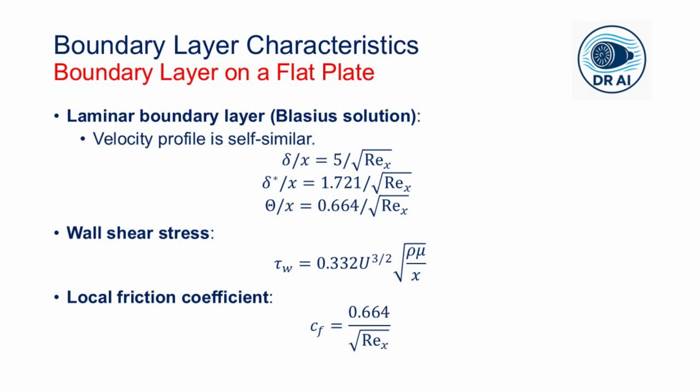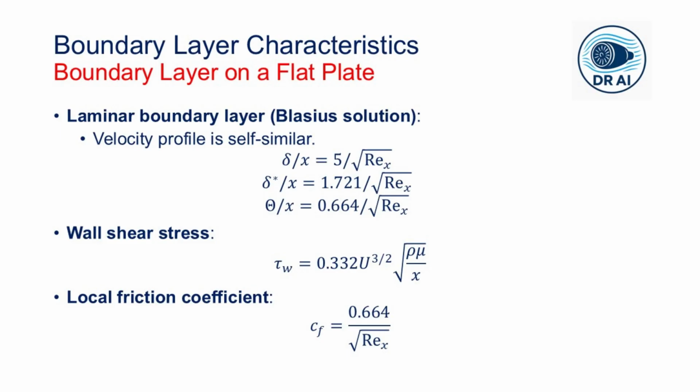So the wall shear stress here would be tau w equals 0.332 U to the power 3/2 times the square root of rho mu over x. So this decreases with x. As the boundary layer thickens, the velocity gradient at the wall becomes smaller, and it varies as U to the power 3/2, not simply U. So a key difference from the fully developed pipe flow, which we have discussed in the previously discussed topics.